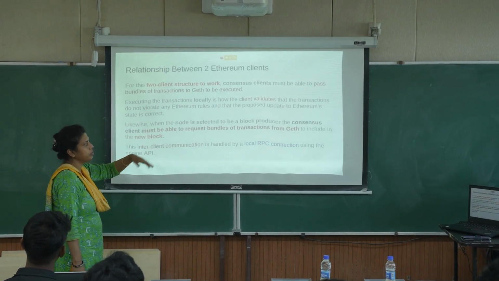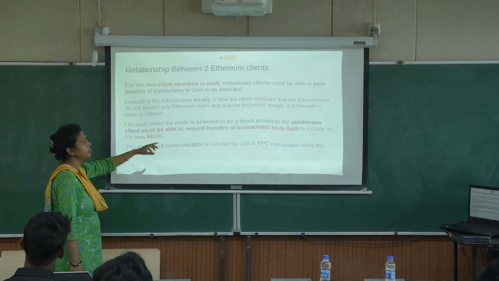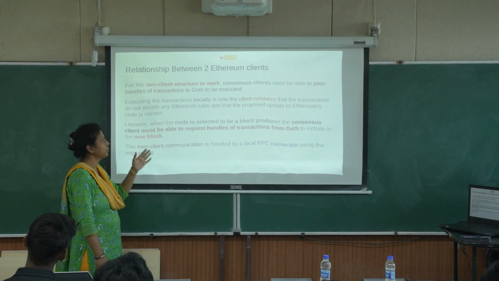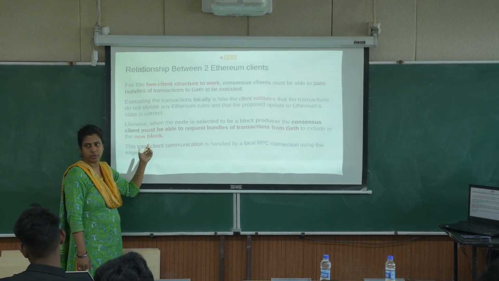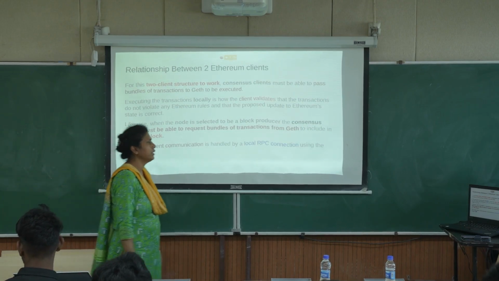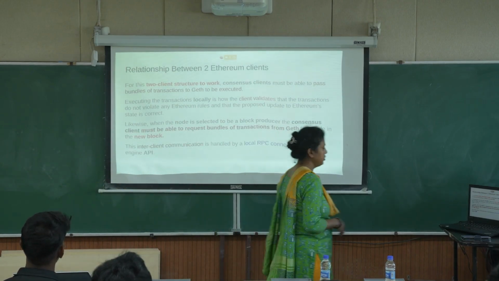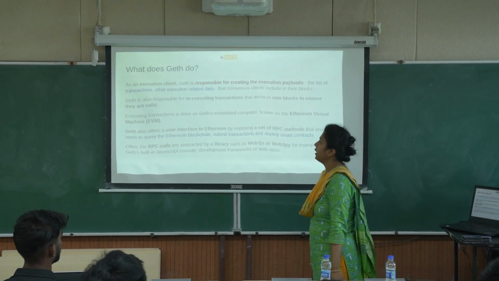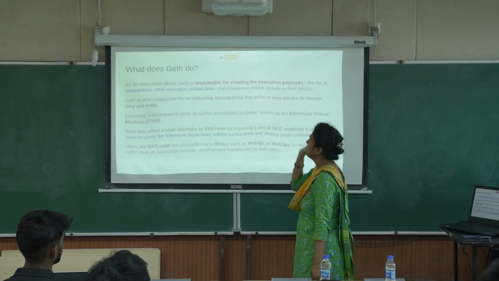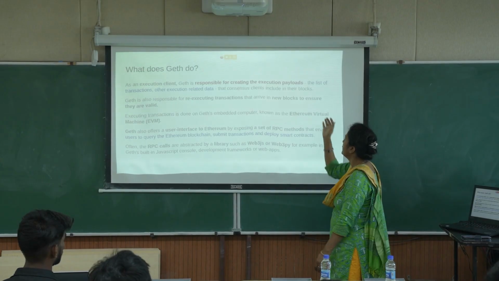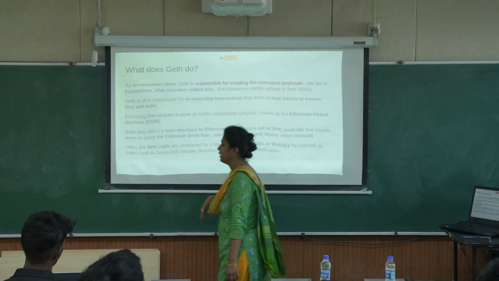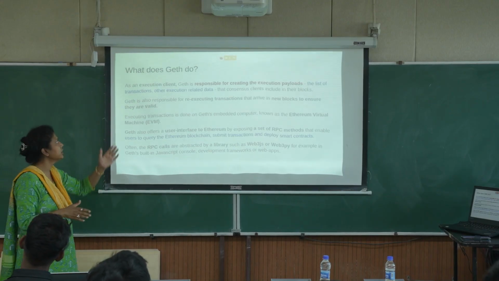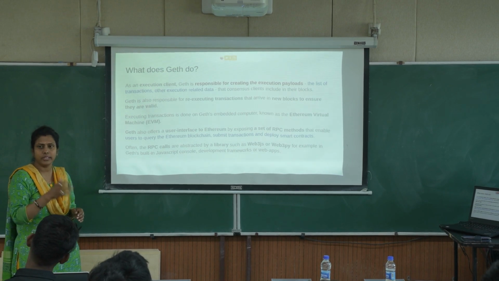Likewise, when the node is selected to be a block producer, the consensus client must be able to request a bundle of transactions from Geth. That means you give me one block so that I can upload and create a new block. This inter-client communication is handled by a local RPC connection using an API. So what does Geth do? As an execution client, Geth is responsible for creating the execution payload, the list of transactions and other execution related data. After consensus, once the agreement is done, Geth will execute all this and create a new block.